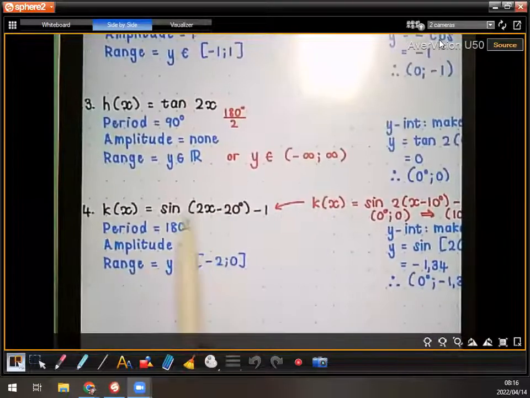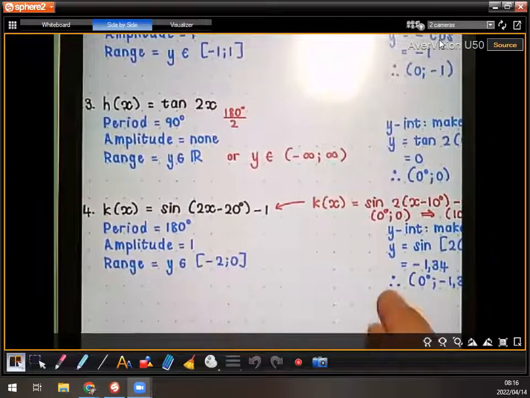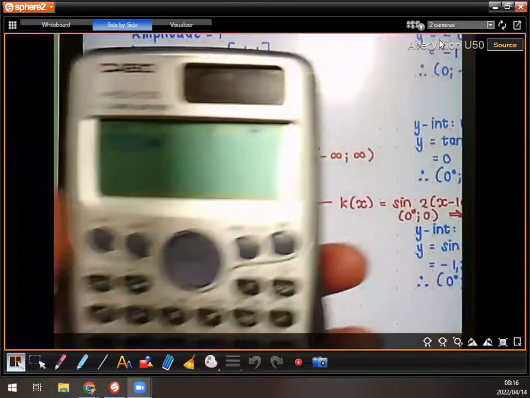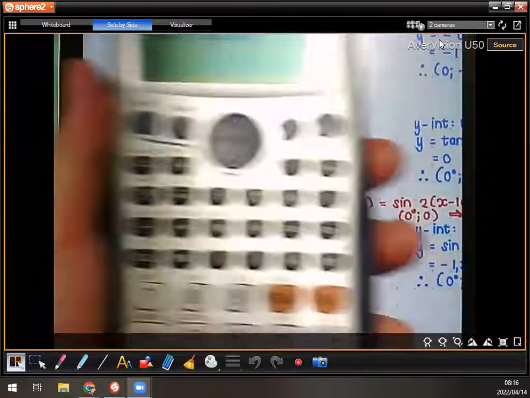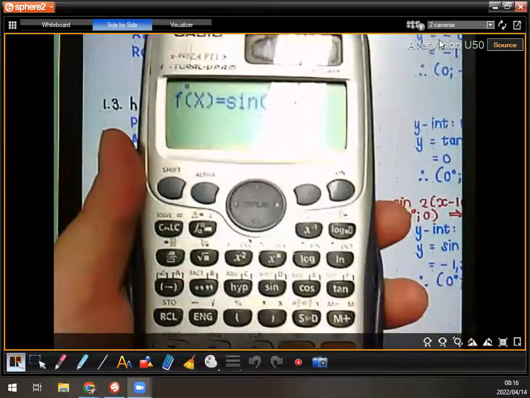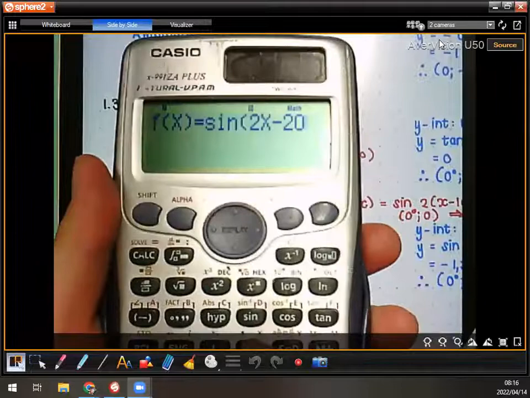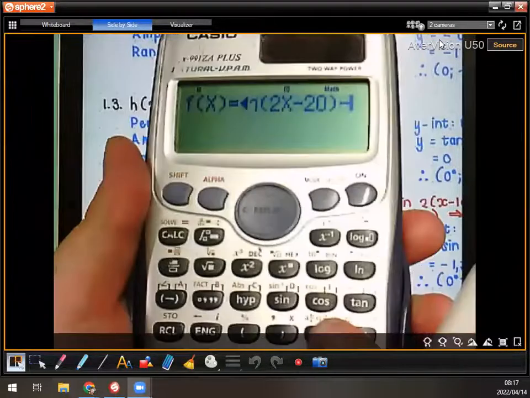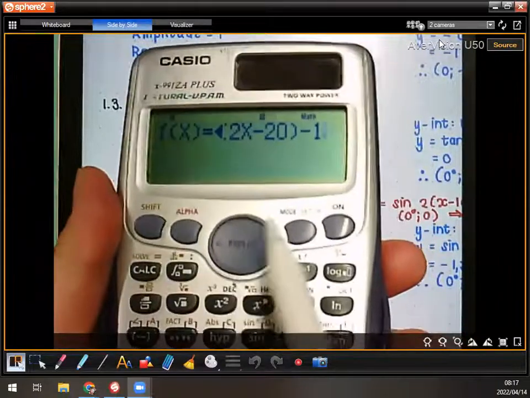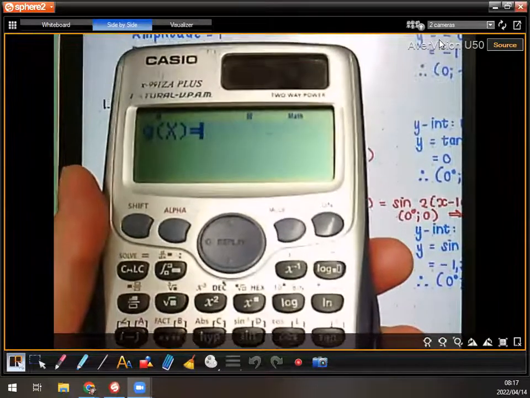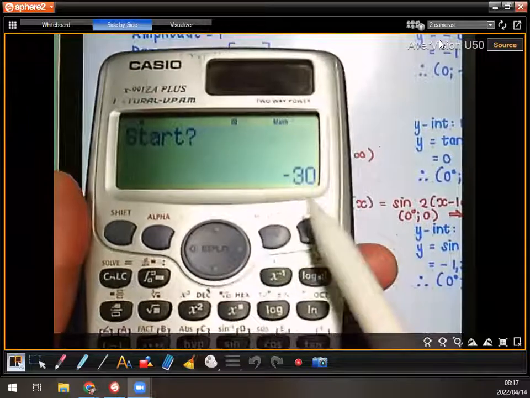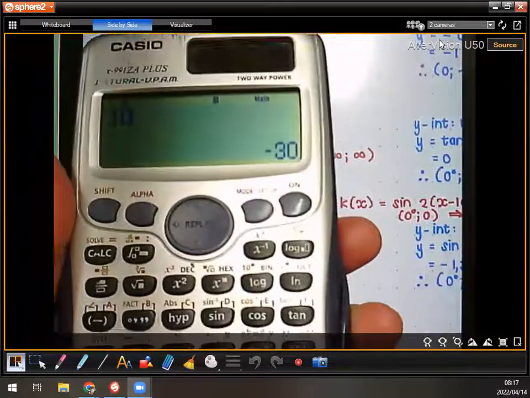Now guys, you can decide to type it in like this with the 2 inside the bracket or like this with the 2 outside the bracket. It's up to you, it means the same thing. So sine of, let's just do it like this, 2x minus 20. Then you have to close your bracket, guys, and then put your minus 1. If you put your minus 1 inside the bracket, it's not going to give you the right answer. We're not doing another drop. So now my starting value is going to be at 10.